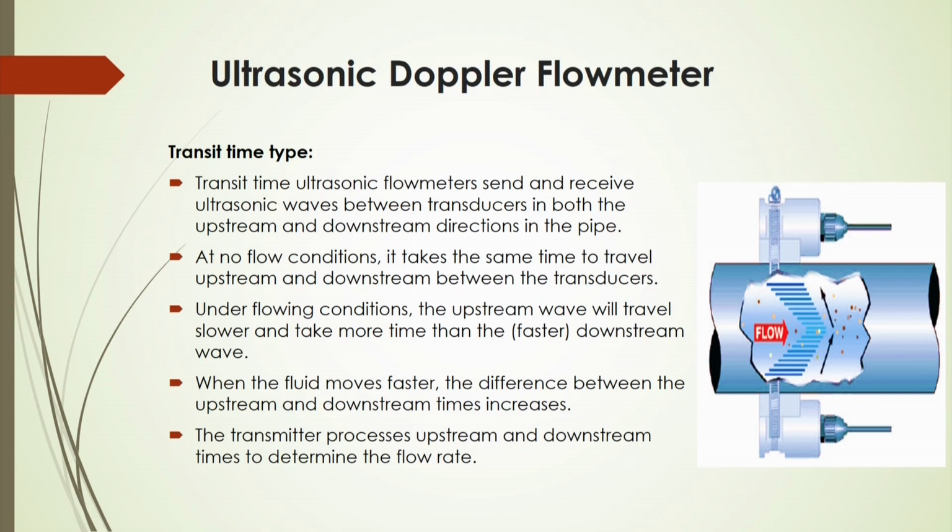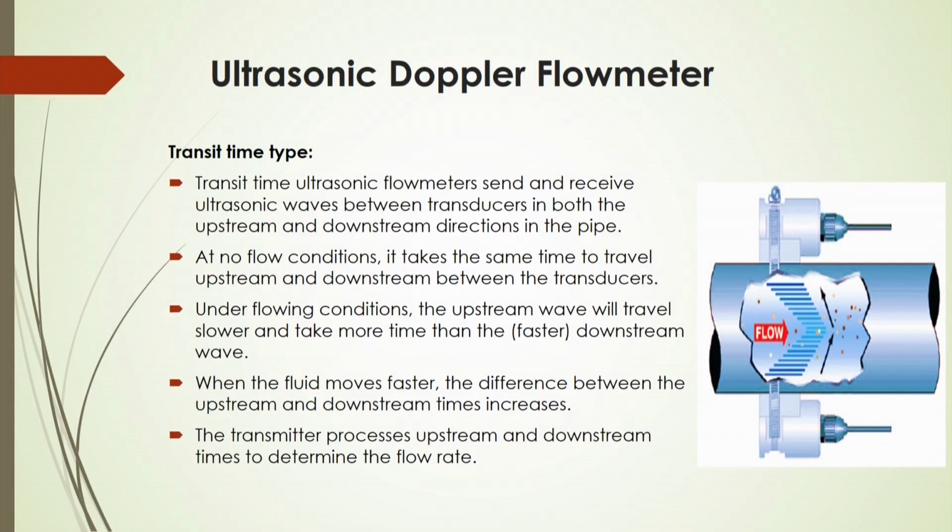Under flowing conditions, the upstream wave will travel slower and take more time than the downstream wave, which will be faster. And when the fluid moves faster, the difference between the upstream and downstream times will increase. So, the difference between the upstream and downstream times will give you the flow rate of the fluid.